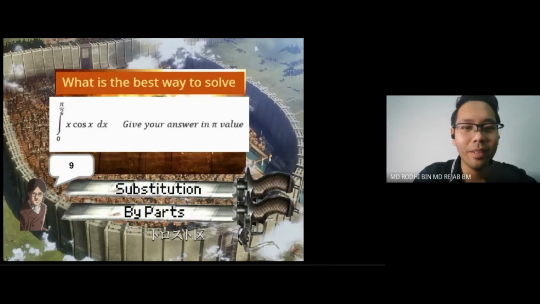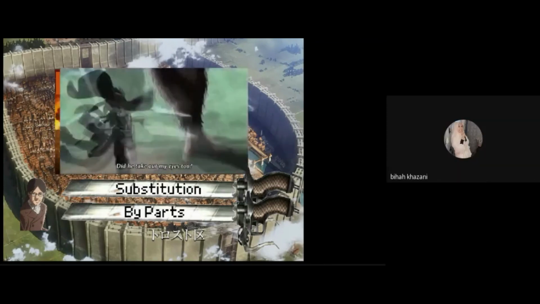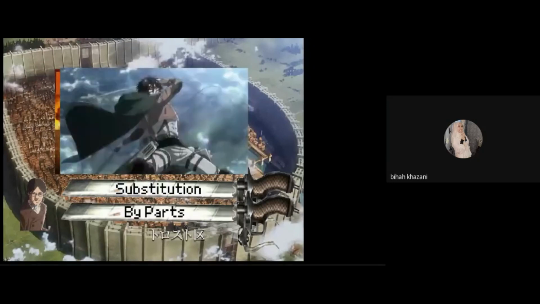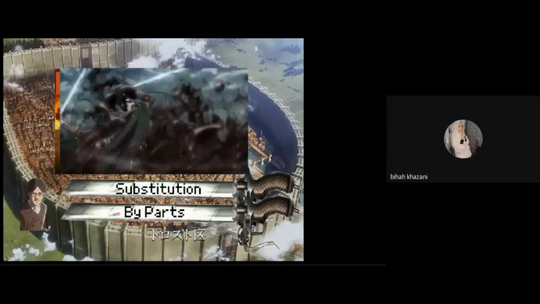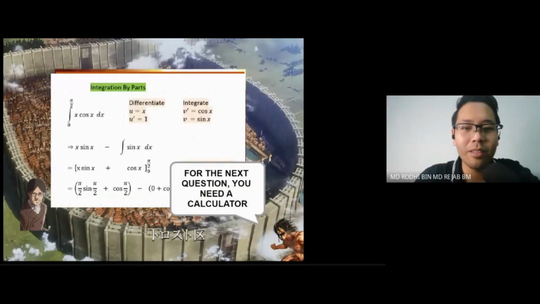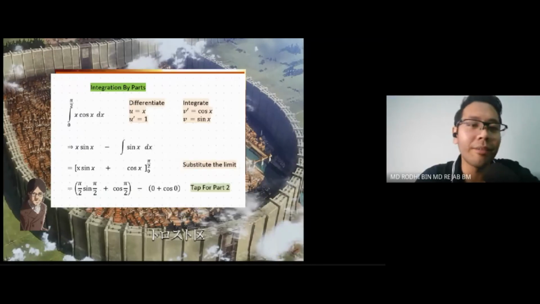By parts. Okay, since there are more than two types, I forgot to write that down. So you use by parts.